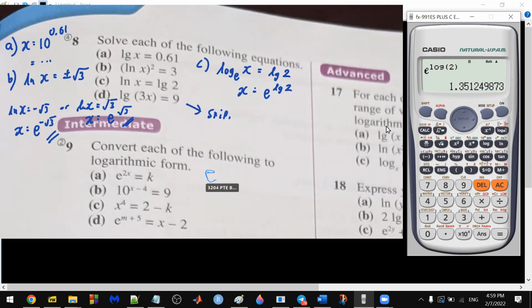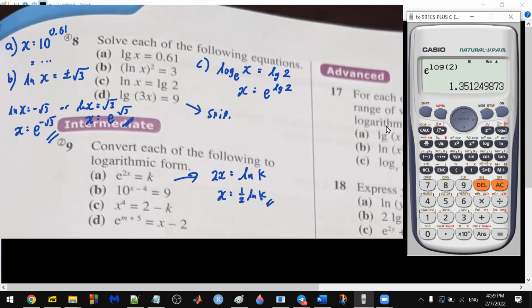Logarithmic form. I think they just want you to make x the subject. e bring over. So 2x equals... Yes. So half of log e base k. Should I write some working? Yeah, I should. 2x equals ln of k. Log base e is just ln. Then x equals half ln k.